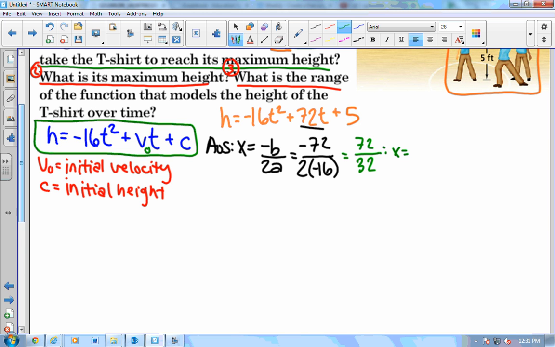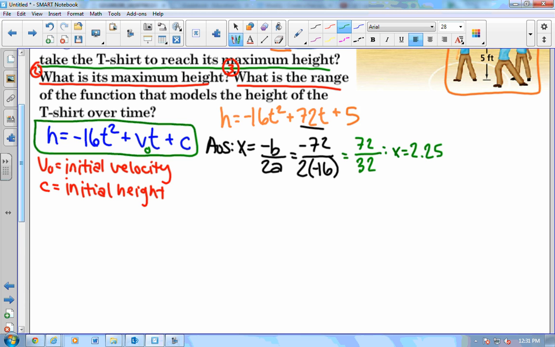X equals 2.25. Okay, we got this number. What in the world does it mean? Bella, can you tell me what this means? It's somewhere on the graph. What are our two categories in this problem?